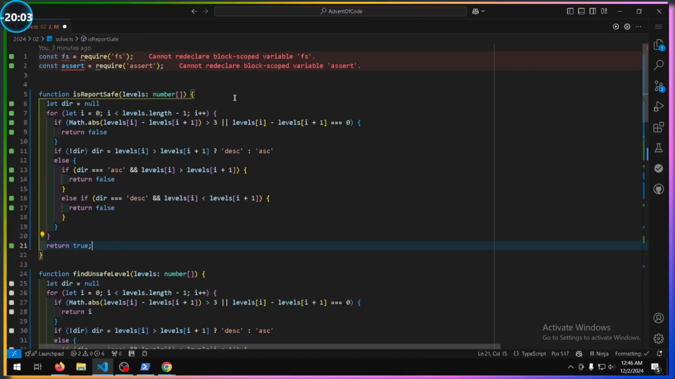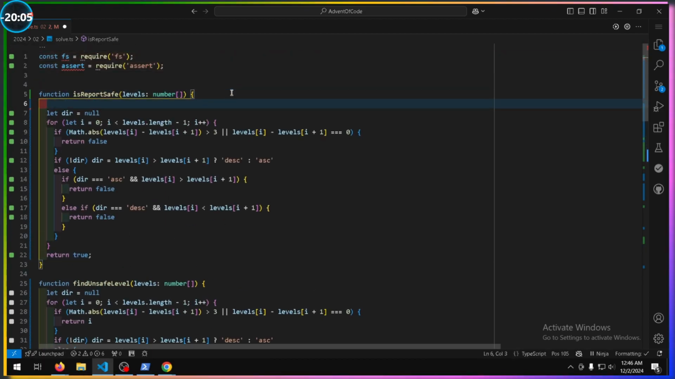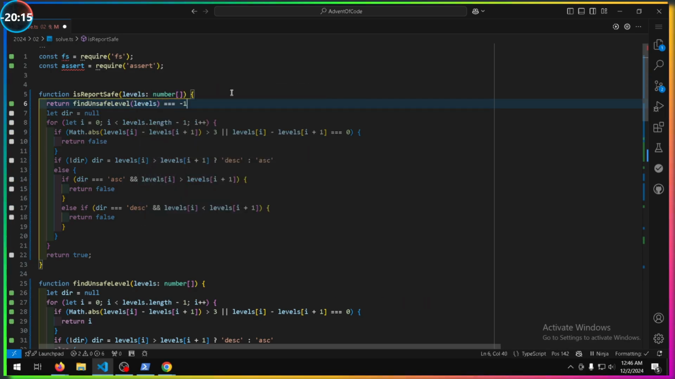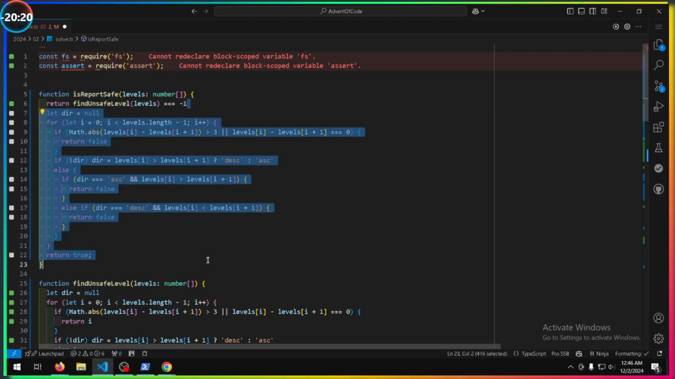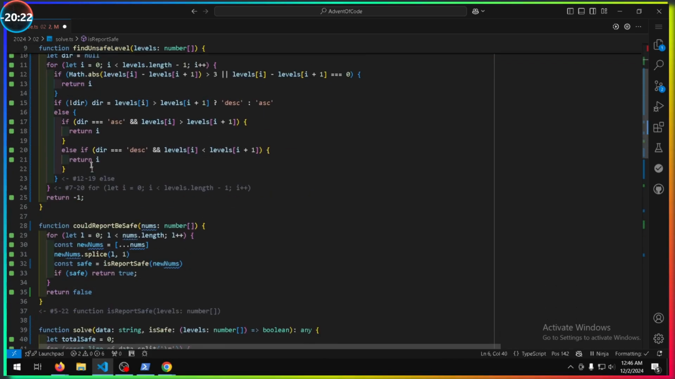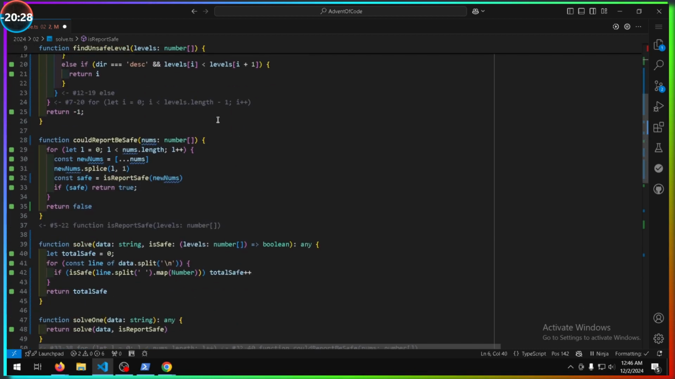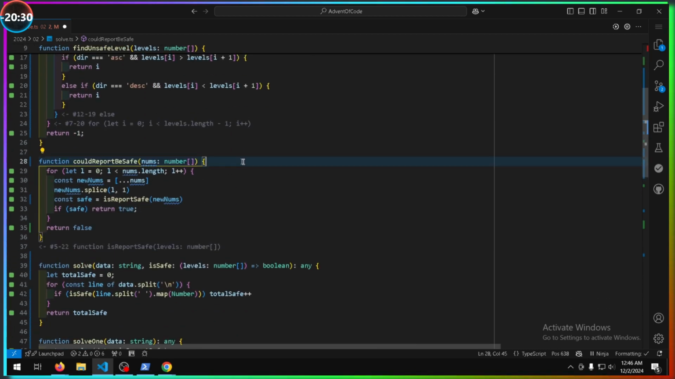But first, we need to make our is report safe non-duplicate, because we just did some stuff that makes them quite redundant to each other. So it's returning find unsafe level levels equals -1. If there is no unsafe level, then the report is safe. Everything is green. So we just move that logic into here, change the return signature a little bit, because we can now use it here.